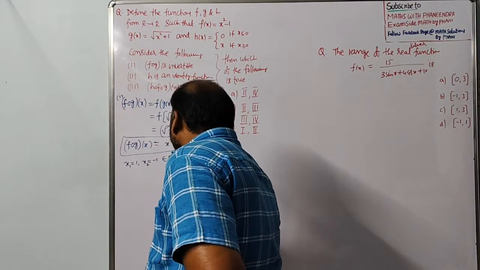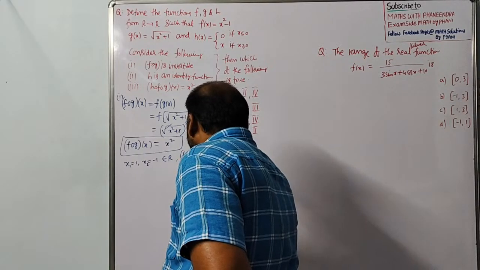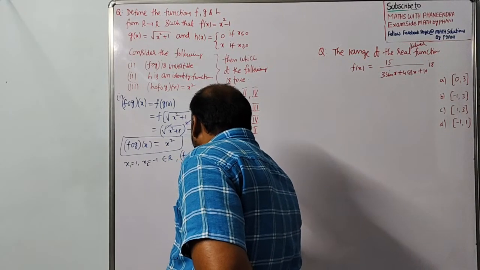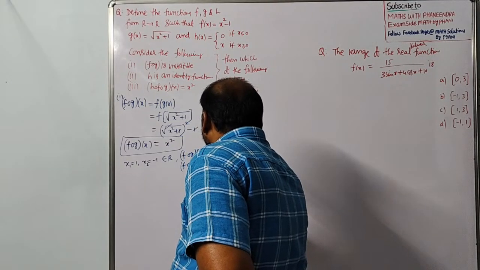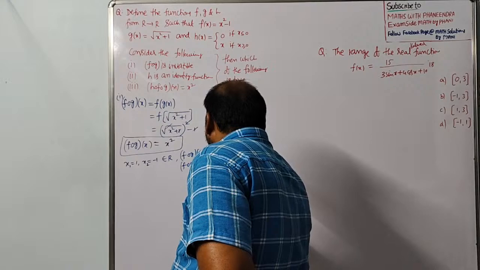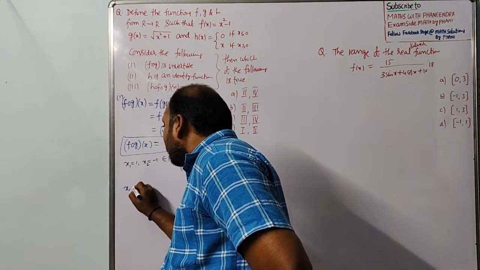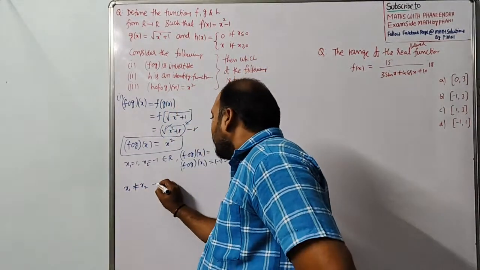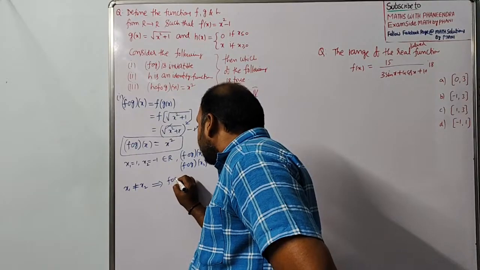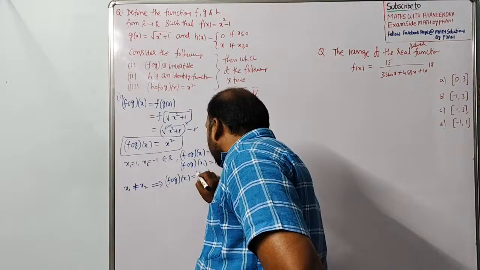Find out f circle g of x1 and f circle g of x2. So minus 1, 1 square, that is equal to 1 minus 1 whole square, that is equal to 1. Here we understand the contradiction. x1 is not equal to x2, that implies f circle g of x1 is equal to f circle g of x2.